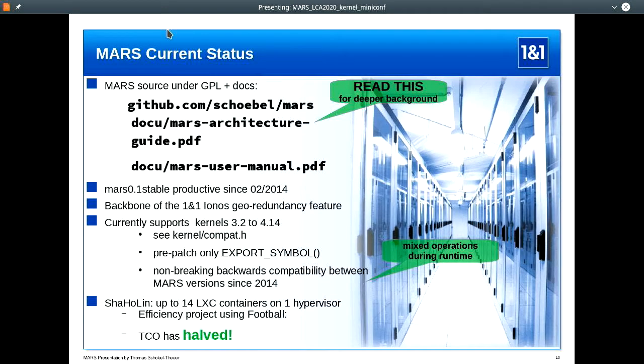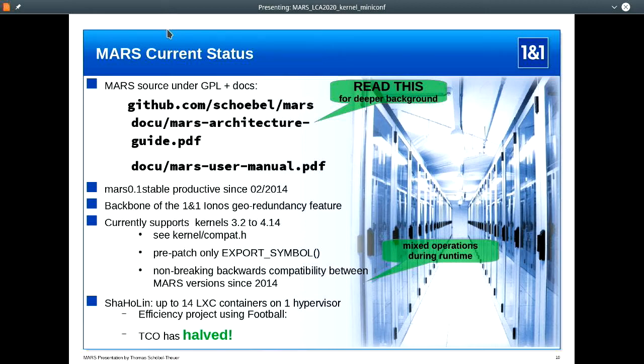So current status of Mars. It's on GitHub, it's on GPL, obviously, because it's a kernel module. And I have very thorough documentation for it. There are two important manuals. The first one is the Mars Architecture Guide, which is an intro for managers. My boss has coached me with manager speak, and I've tried to address also managers in this guide, but also system architects.